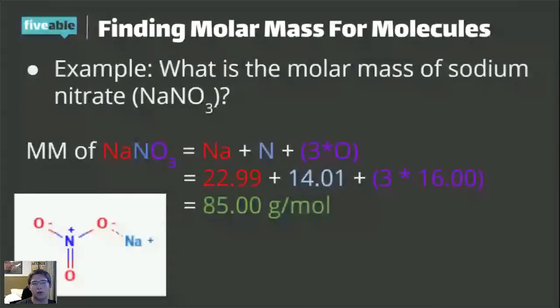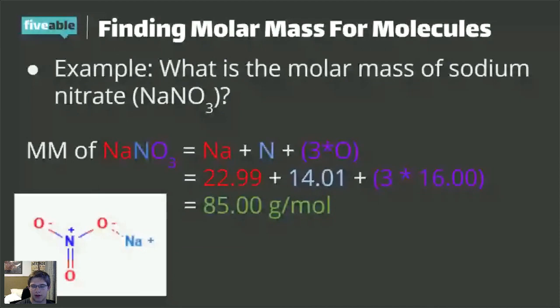What is the molar mass of sodium nitrate? The first thing we want to do is split it up into its components. 1 sodium, so we have sodium here, 1 nitrogen, so we have nitrogen there, and 3 oxygens. We look down here and we have 3. So we're going to do 3 times oxygen.